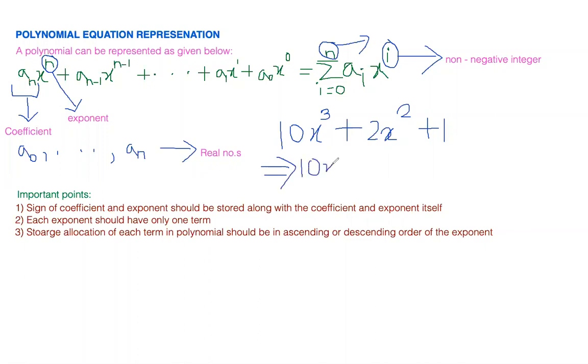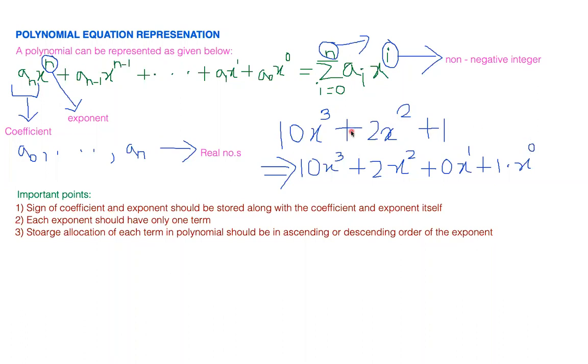So 10x cubed plus 2x squared plus 0x to the power 1 plus 1 into x to the power 0. So this polynomial we have represented in this short form. Here 10, 2 and 1 are known as the coefficients. The exponents are 3, 2, 0.